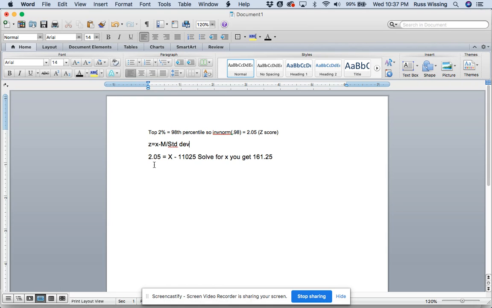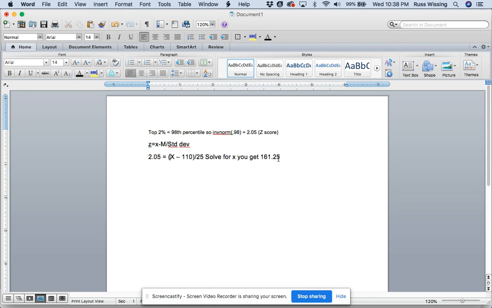Okay, so I have 2.05 equals x, that's the score I'm trying to find, minus 110, divided by 25. Now, remember, this is all on the top and this is on the bottom, so it just becomes an Algebra 1 problem, so you have to solve for x. You'd multiply both sides of this equation times 25. So again, this is (x minus 110) over 25. If I multiply this side by 25, it just leaves me x minus 110.